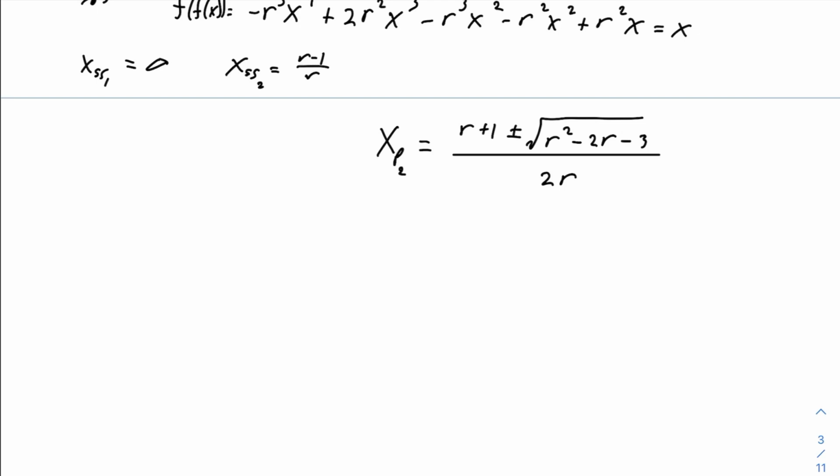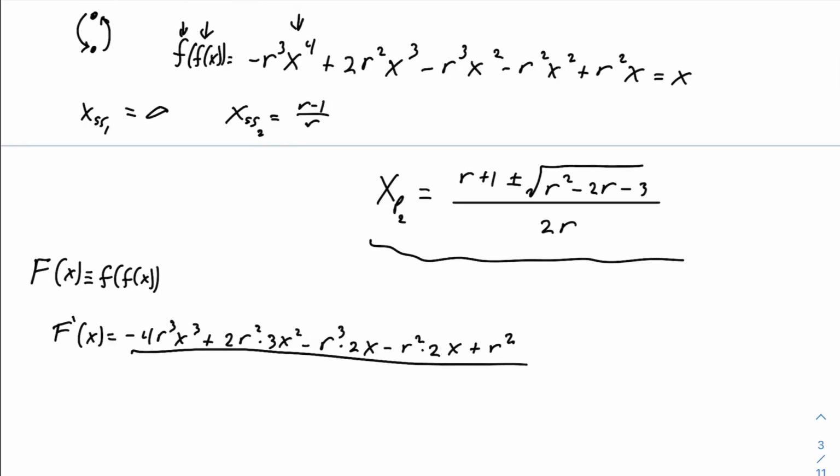So let's check what happens to this period 2 orbit to see if it's stable or unstable. So we check f prime of our iteration. Let's call f of x defined as f of x. Then f prime of x is equal to this. You can check for yourselves. And then again, we just check f prime of x at the period 2 points.